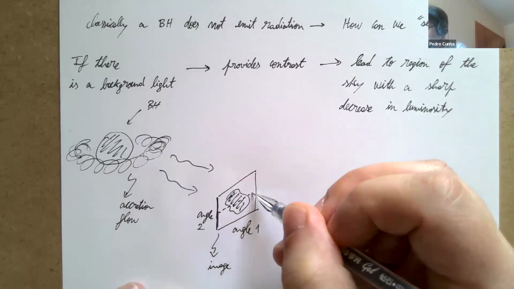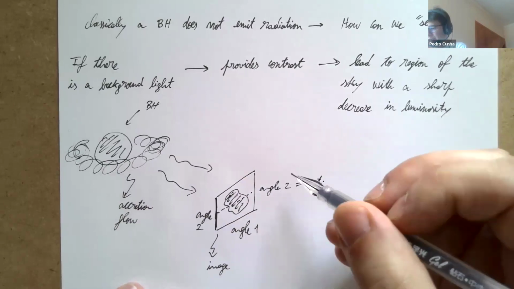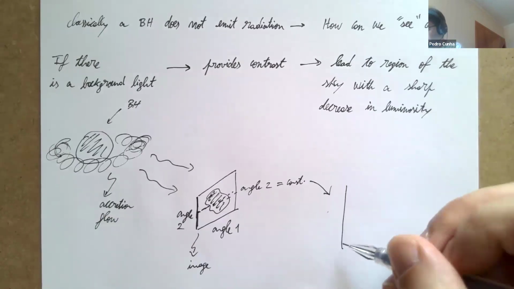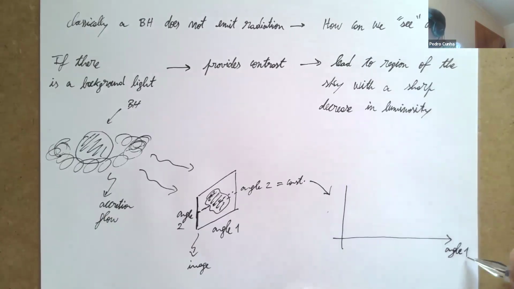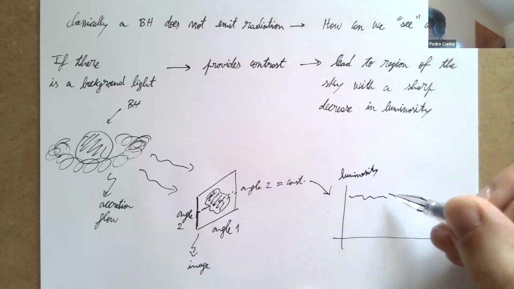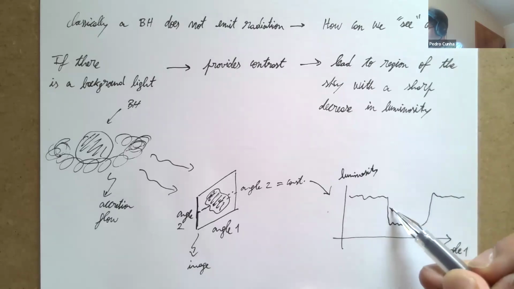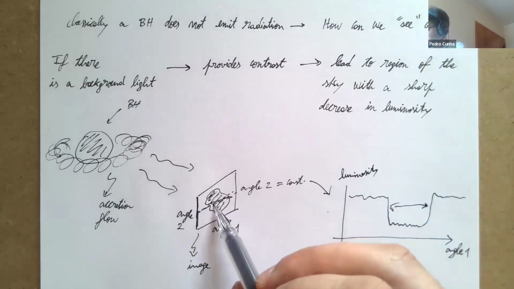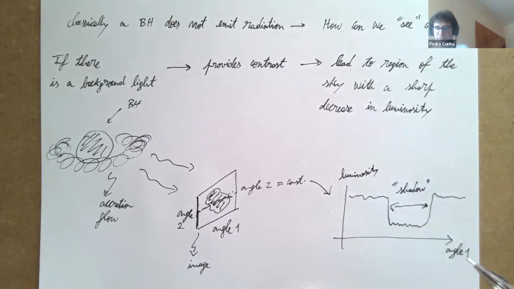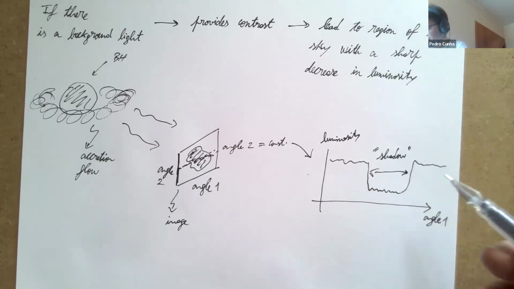If you take a section here with a constant angle, angle 2 equals constant, and you represent the luminosity along this line, you would get a plot that would look something like this. So this would be angle 1, this is the luminosity. You'd have something like this, and then a sharp decrease. This region corresponds to this area here in the middle, where you have a sharp decrease in luminosity; this would be more or less the shadow of the black hole. Later on, I will give a more precise definition of what I mean by the shadow of a black hole, but for the moment, this suffices.